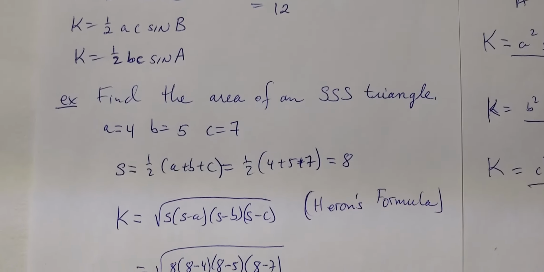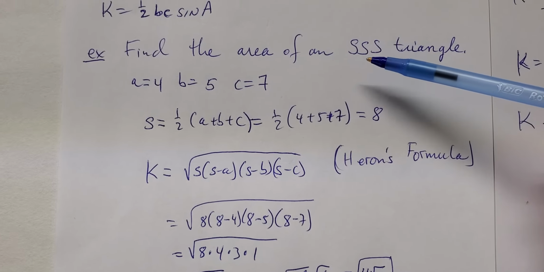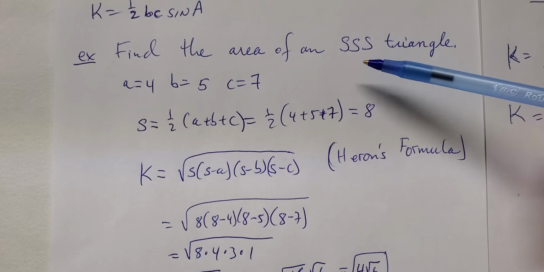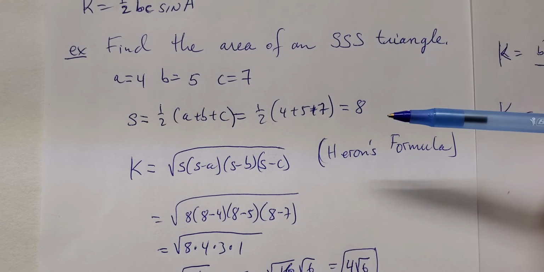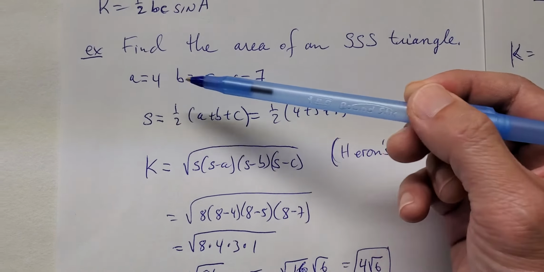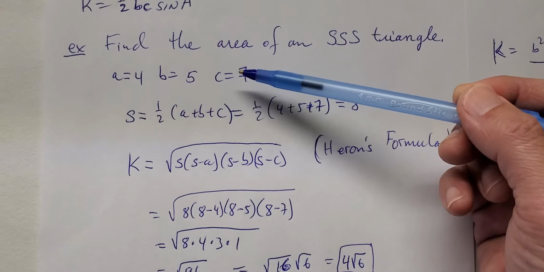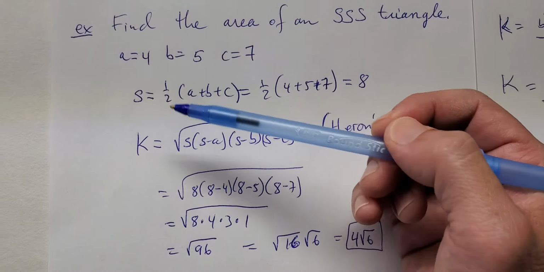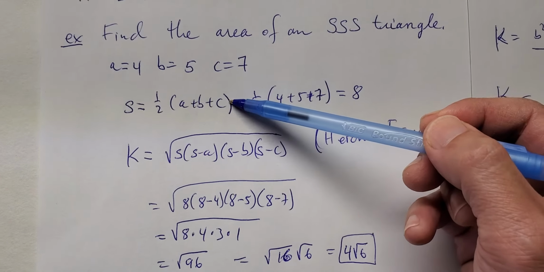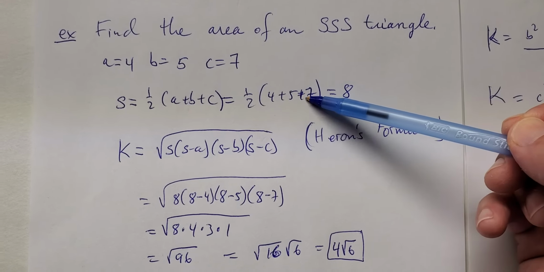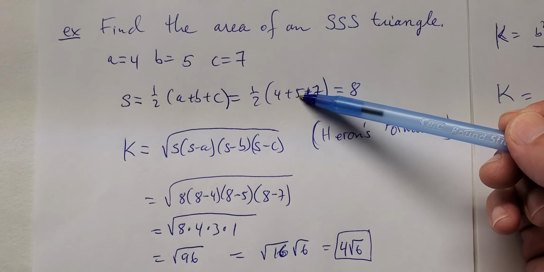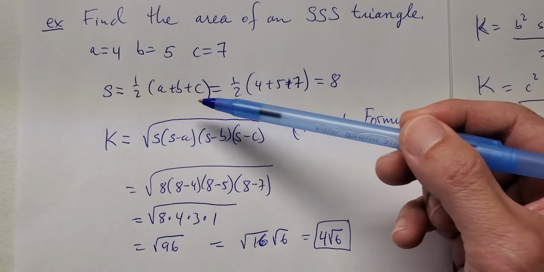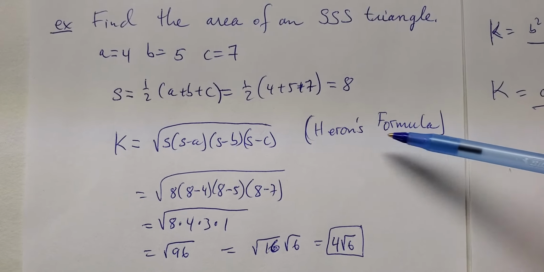Okay, next example, we're finding the area of a triangle that has side, side, side. Okay, so area with the side, side, side. Okay, so given little a, little b, little c. So first thing we need to do is find S. Okay, so S is 1/2 (a plus b plus c). Plug 4, 5, 7 in. Do your order of operations, multiply by a half. That gives me 8. This formula is called Heron's formula.